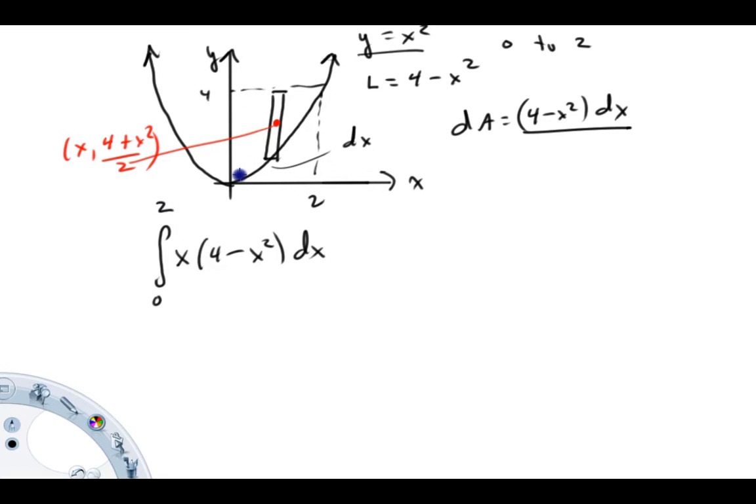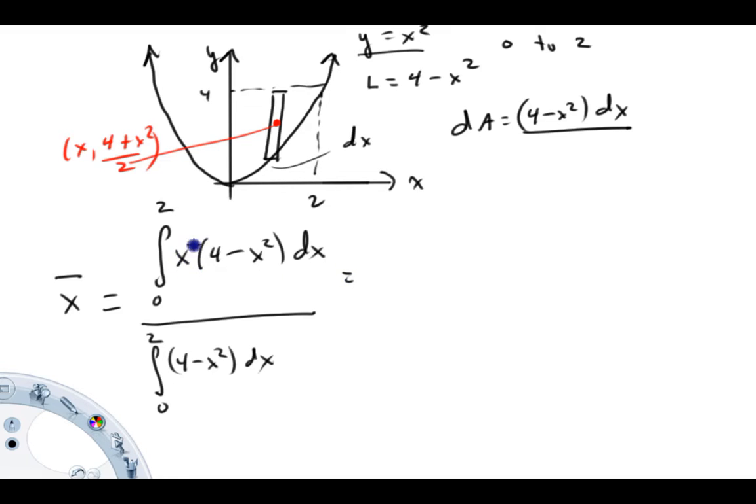Then we need to divide out the total area. So we're going to be dividing by the integral. The length is just 4 minus x squared, times dx, and again 0 to 2. So this expression will give us x bar, the x-coordinate of the centroid for this bound region. And let's go ahead and work it out, see what we get.